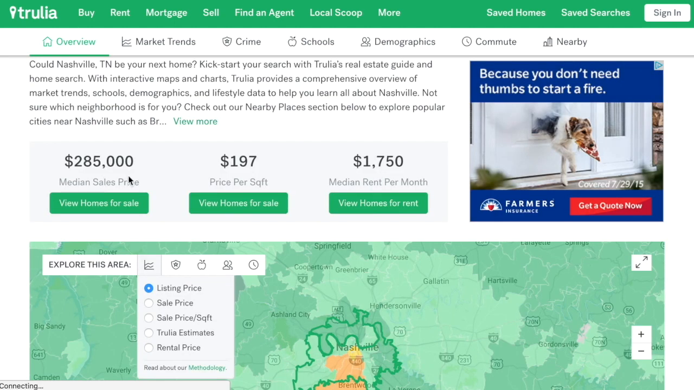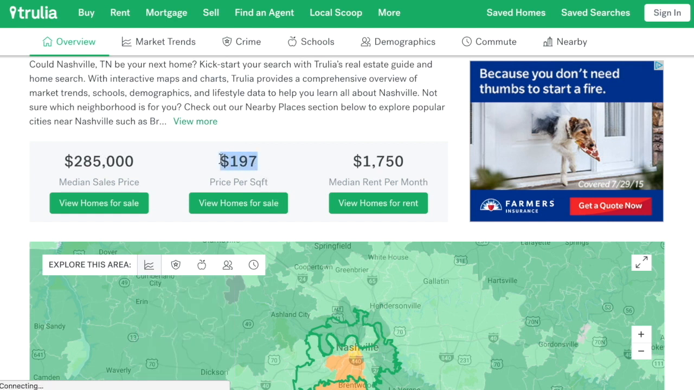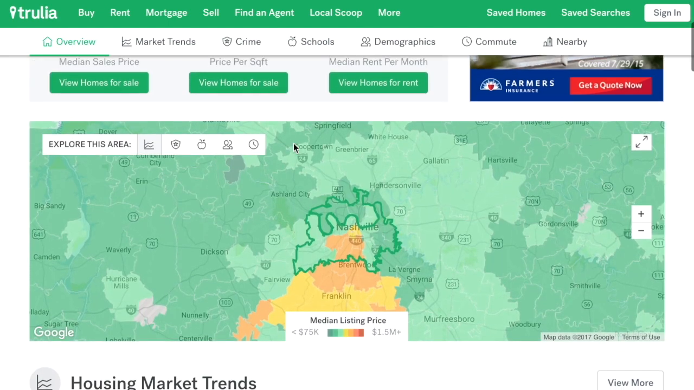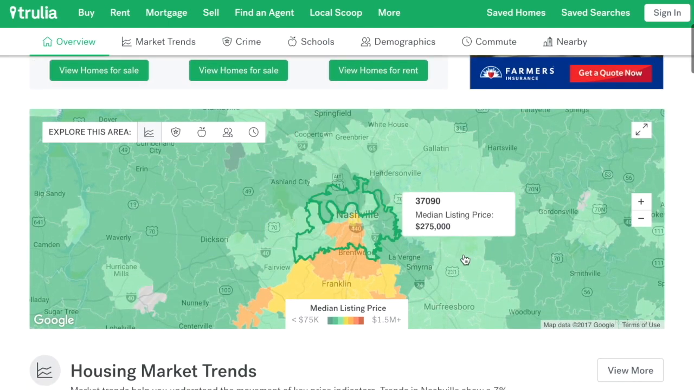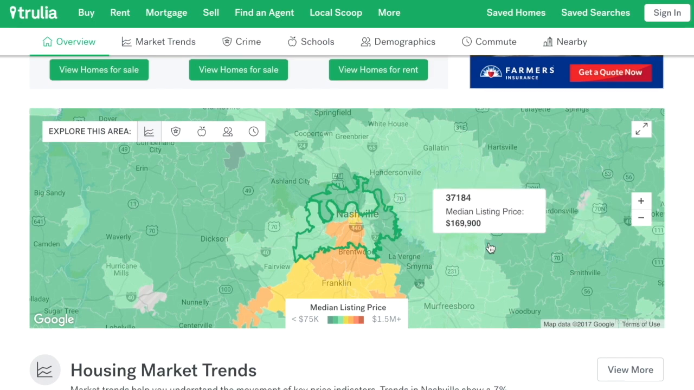The median sales price for all of Nashville is $285,000. The average price per square foot is $197. So it's important you understand what that means. It's basically just saying you take the sold price and you divide it by the square footage to get the dollar price per square foot of a property. And then if I scroll down here, you'll see it shows me this heat map of the market.